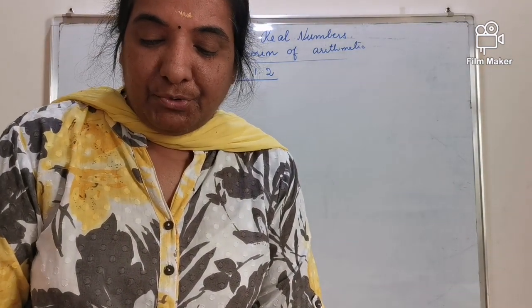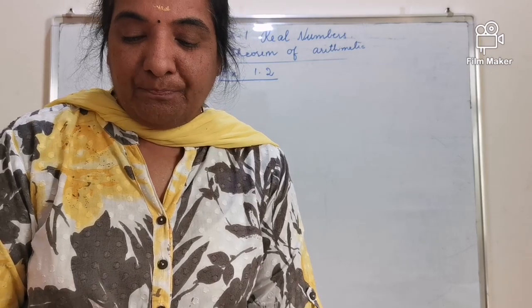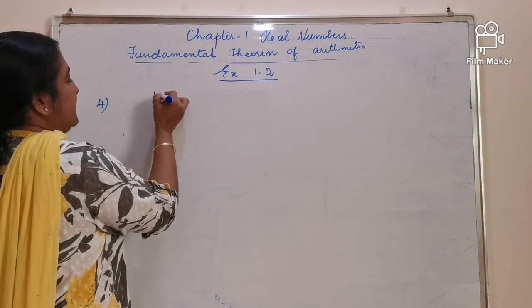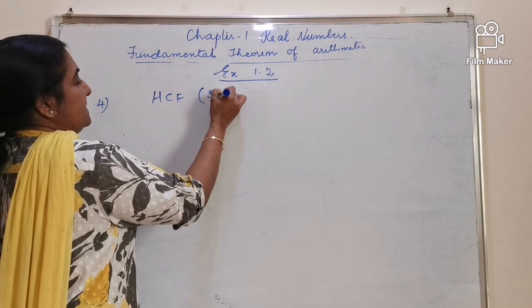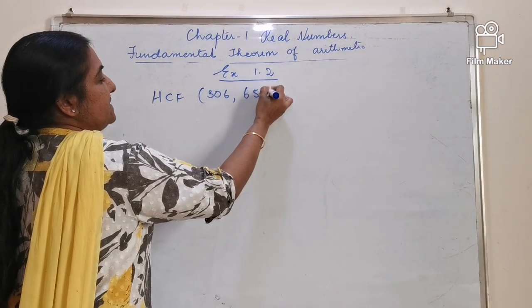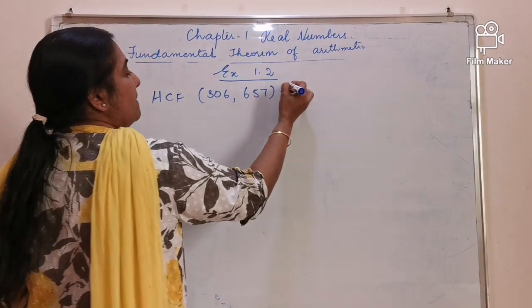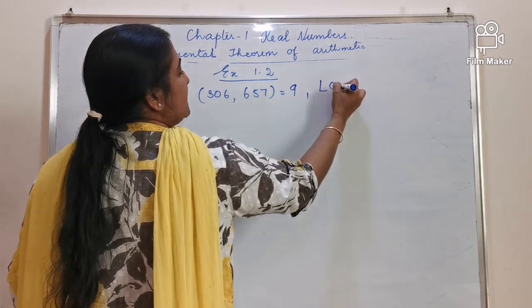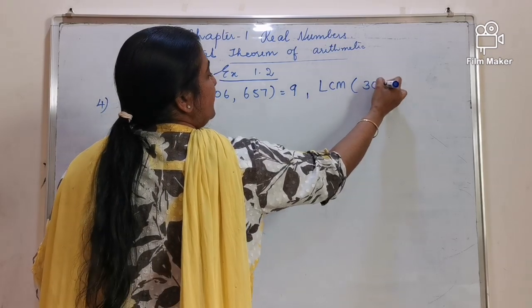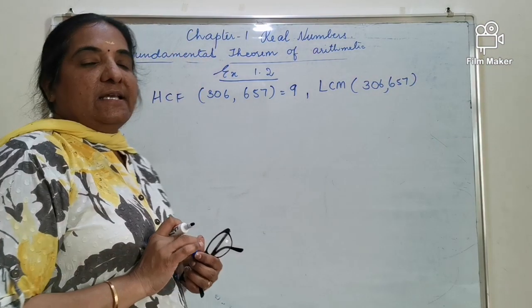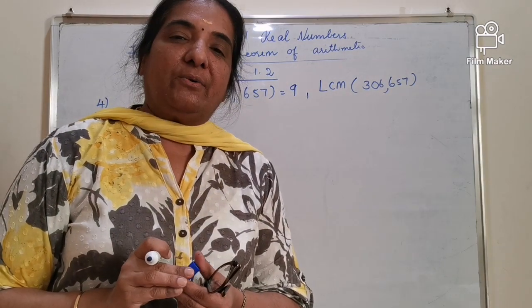Exercise 1.2, question number 4. Given that HCF of 306 and 657 is equal to 9, find the LCM of 306 and 657. This can be asked as an important 2-mark question.